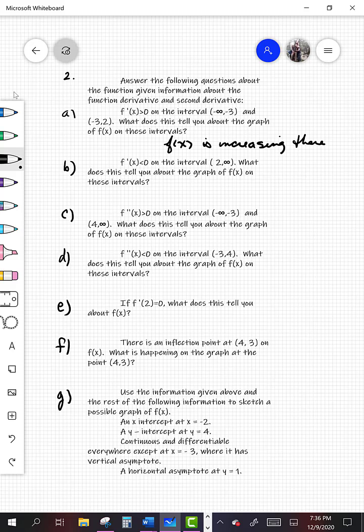So if f'(x) is less than 0 on the interval 2 to infinity, what does that tell us? This tells me that the function f(x) is decreasing there. The second derivative is greater than 0 on the interval from negative infinity to -3 and 4 to infinity. This tells me that it's concave up there. The second derivative is less than 0 on the interval from -3 to 4, so it's concave down there.